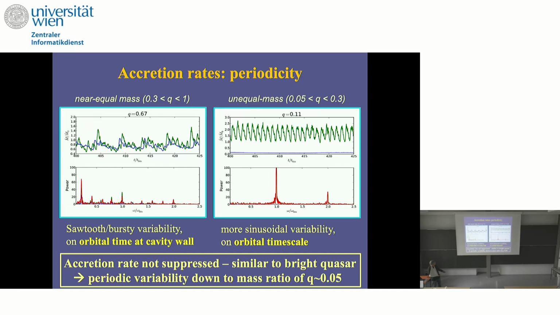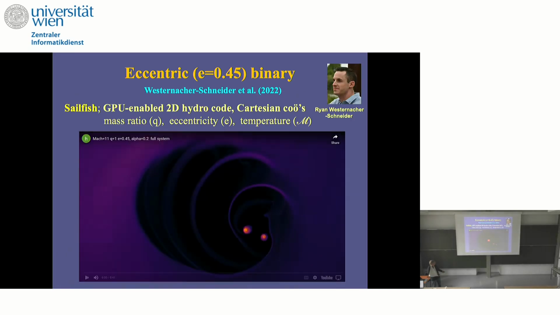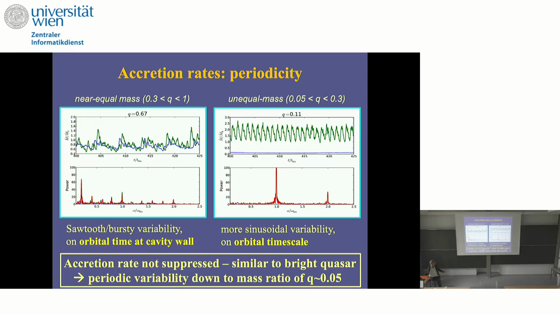I think the hydro modulation, I just want to point out again that this is the accretion rate. This is for a near equal mass binary. This is for a less equal mass binary. The top panel is M dot in reference to the single black hole accretion rate. This is order unity, so the binary is accreting as if it was a single black hole overall.